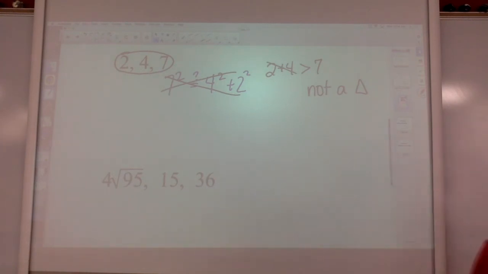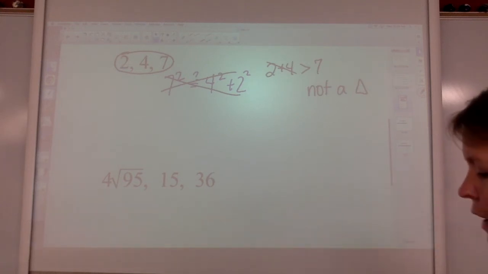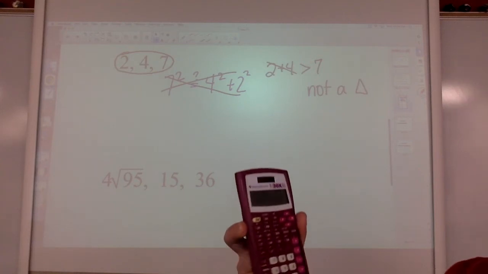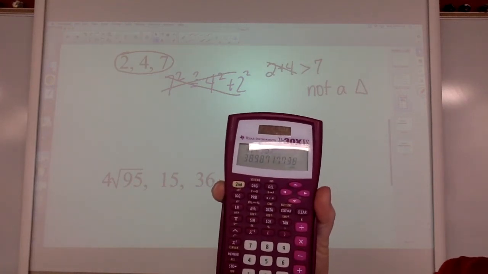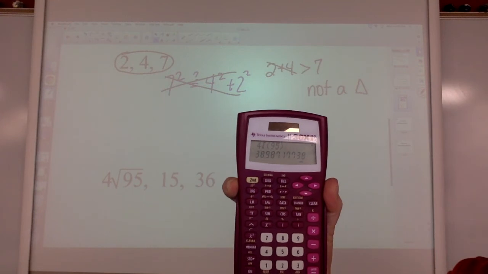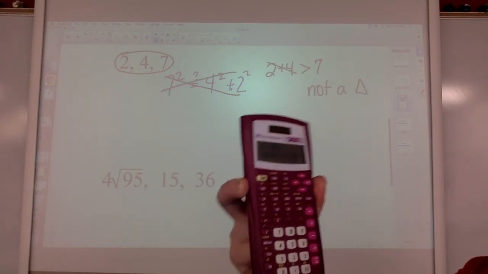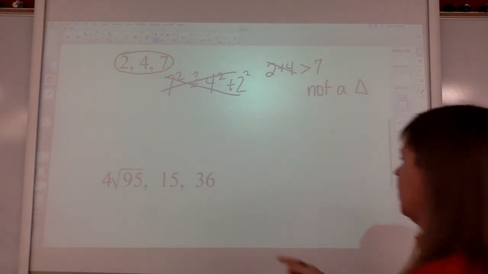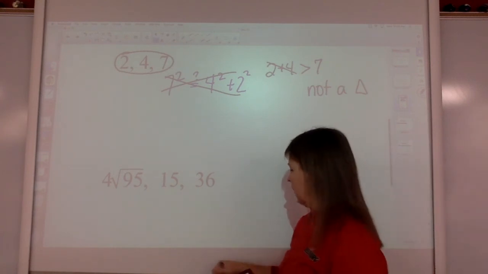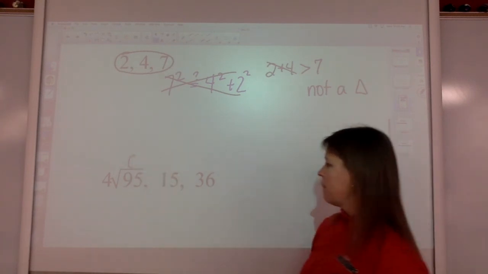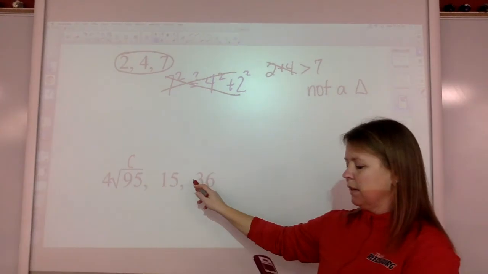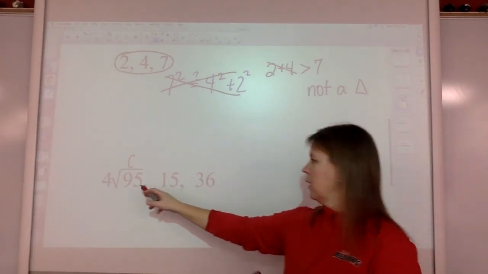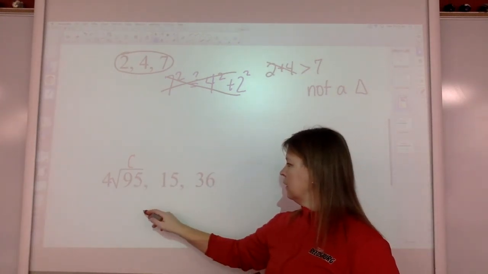This one we should test not only to find out if it's a triangle, but how big is 4 square root of 95? If you type in 4 square root of 95, you're going to get 38.98. Don't use a decimal format. You were just checking to see how big it is. 38.98 is bigger than 15 and 36, so you know that this is C. 15 plus 36 is definitely bigger than 38.98, so it is a triangle.